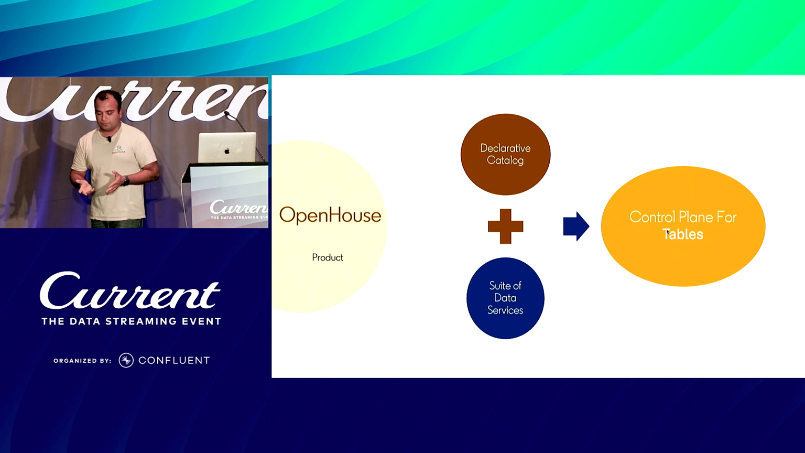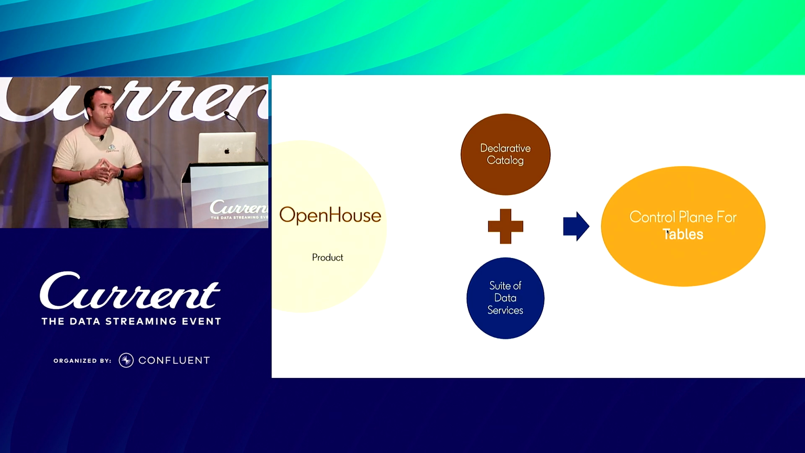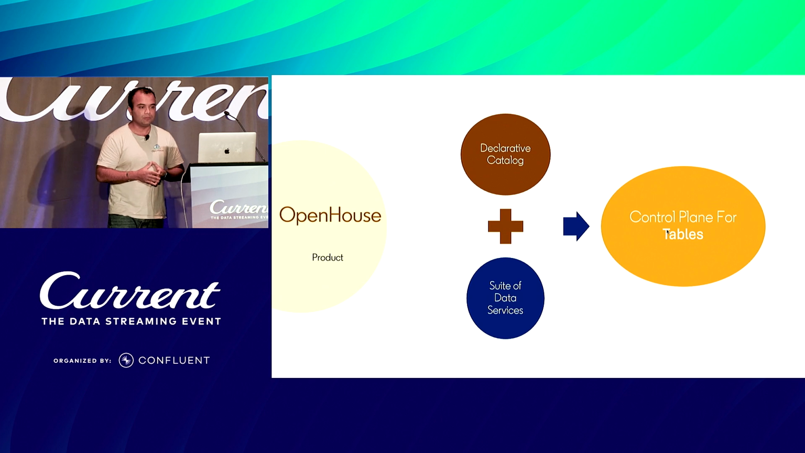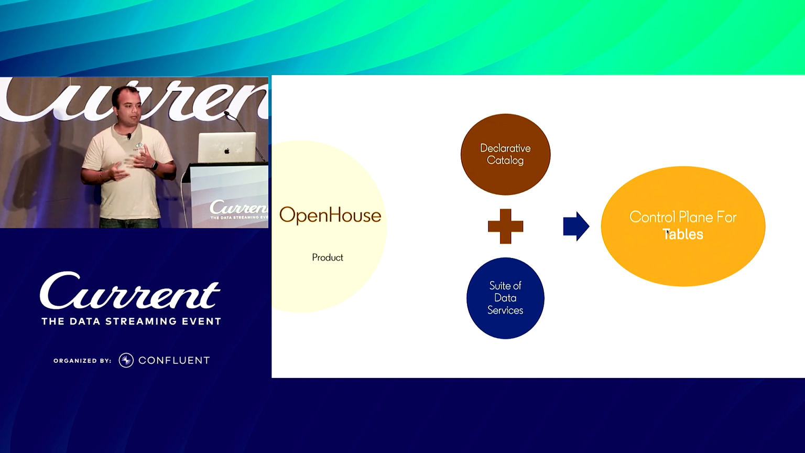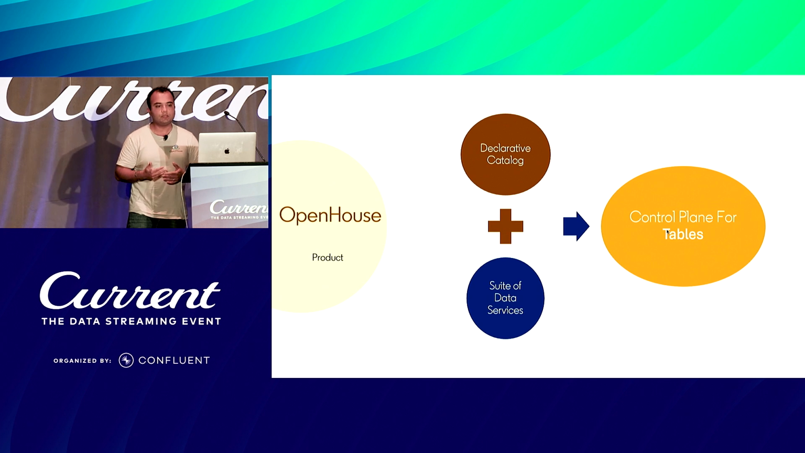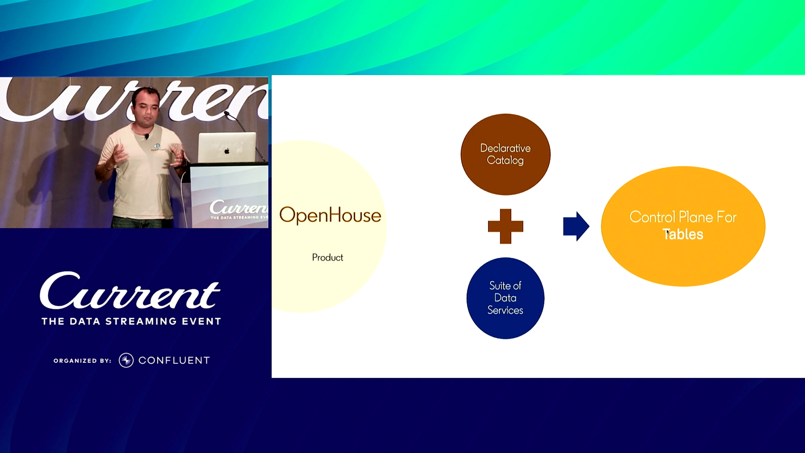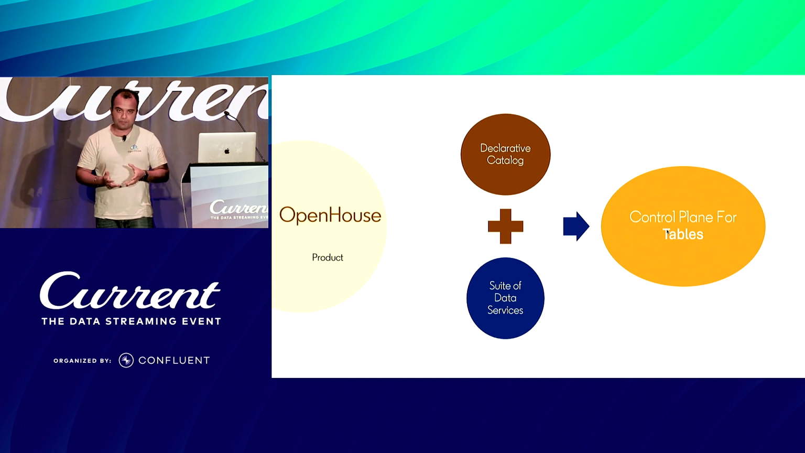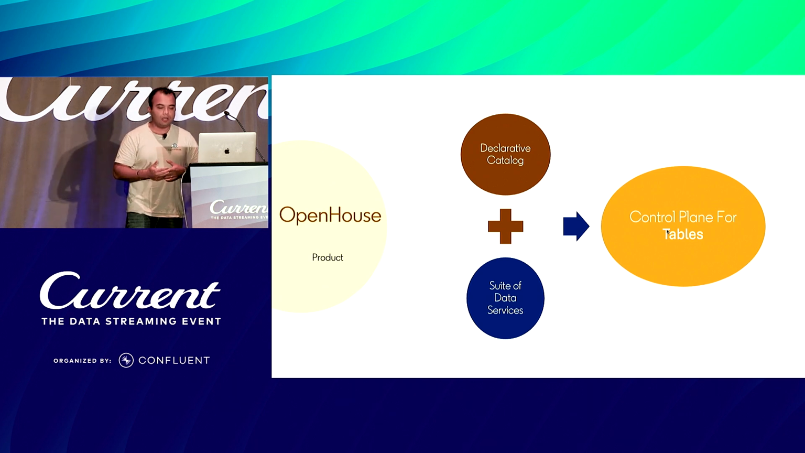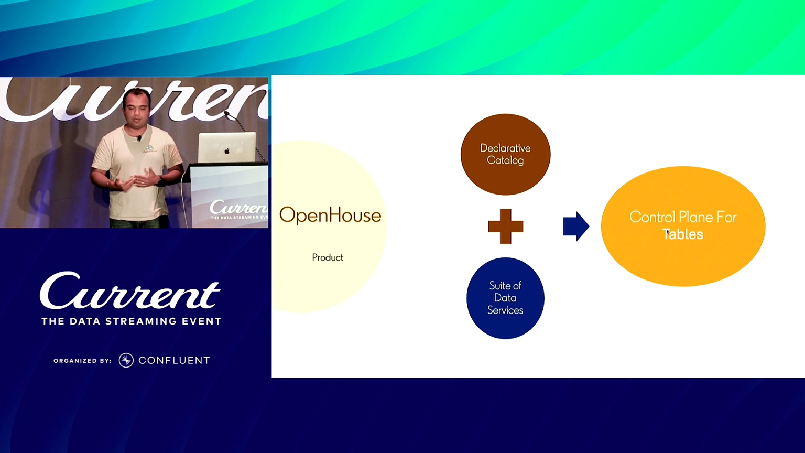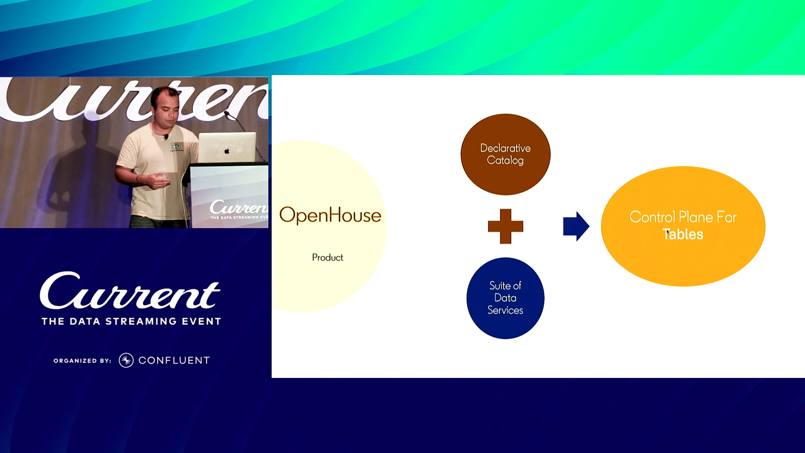So what is OpenHouse? The product itself is a control plane for tables that comprises a declarative catalog where users can seamlessly define tables, their schemas, and associated metadata. In addition to that, the OpenHouse control plane also includes a suite of data services essential to reconcile the observed state of the table with the desired user-defined state or system-defined state.